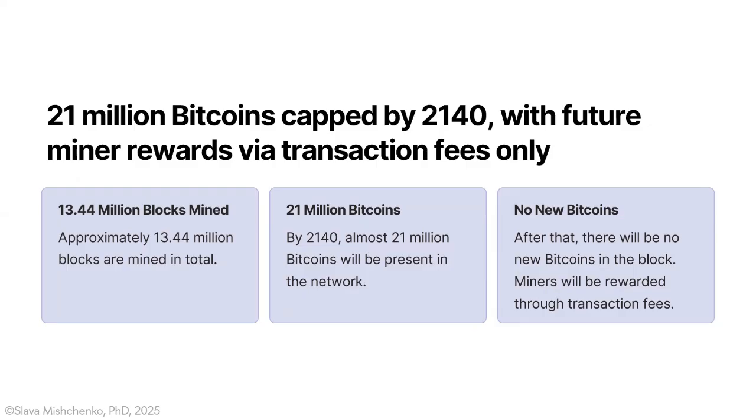For example, by the year 2140, yes, you heard it right, 2140, we will reach exactly 21 million Bitcoins in circulation. Not 21 and 1, not 20.9 million, exactly 21 million. And this precision is what makes Bitcoin's monetary policy so unique. But here's where it gets really interesting.